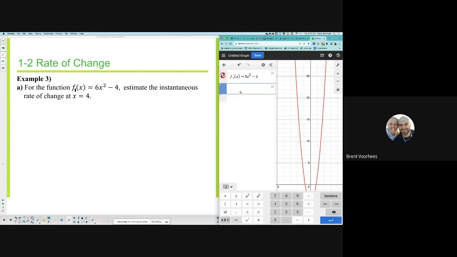And what I wanted you to do is find the instantaneous rate of change at x equals 4. So how do we do that? Am I going too fast, or do you have that typed in? Use the table. We're going to use the table. Press enter on your graph so that you see the graph.